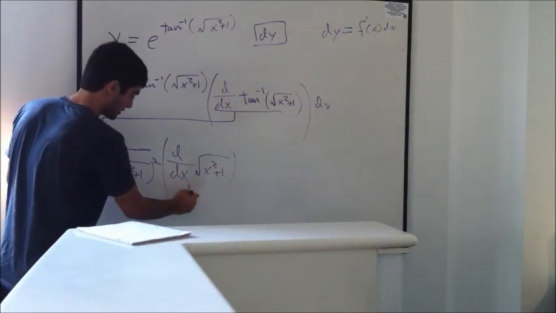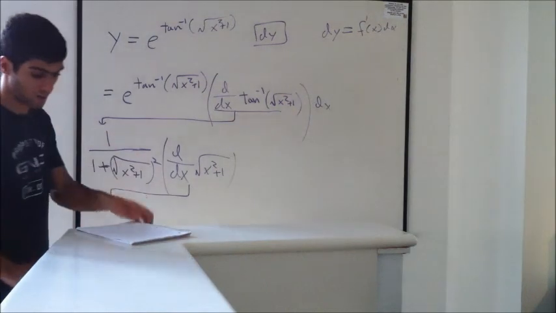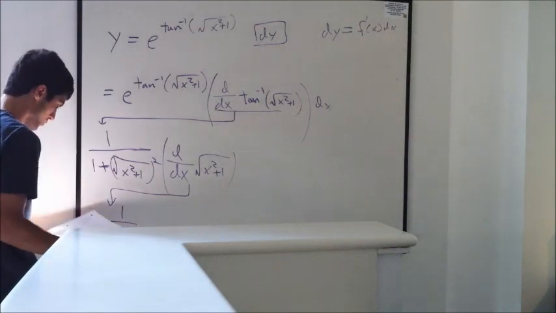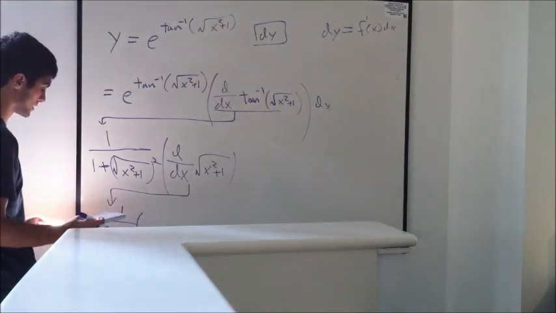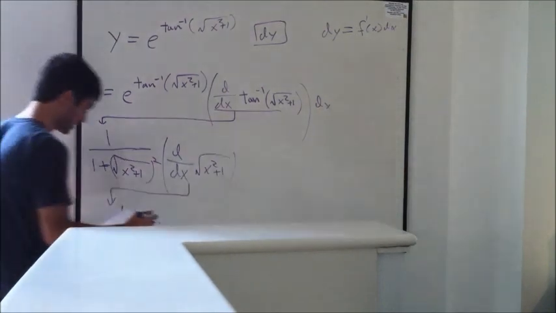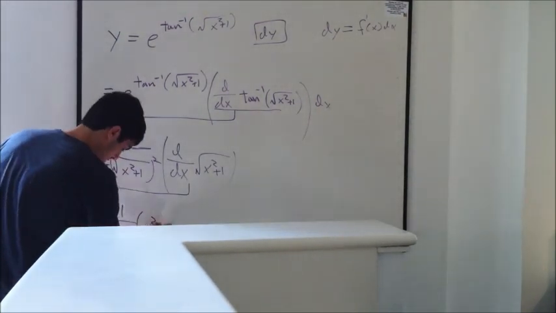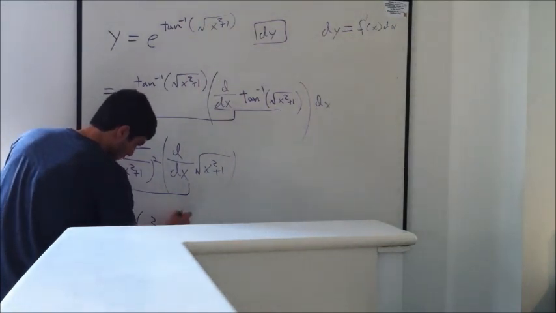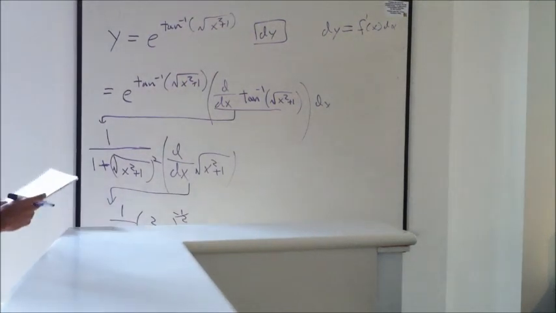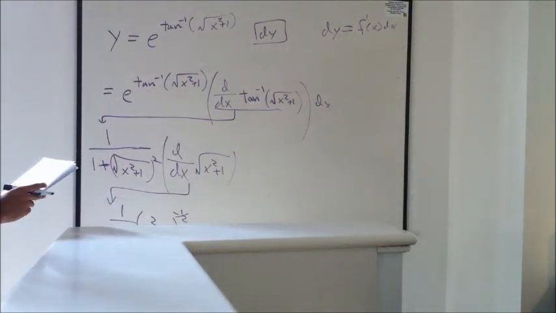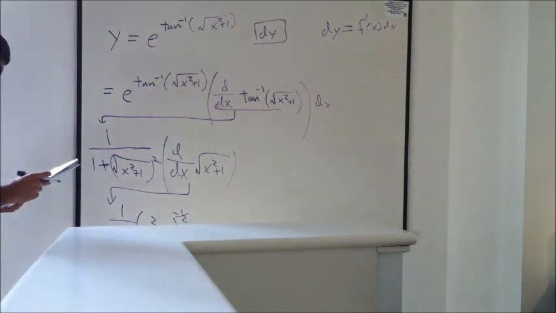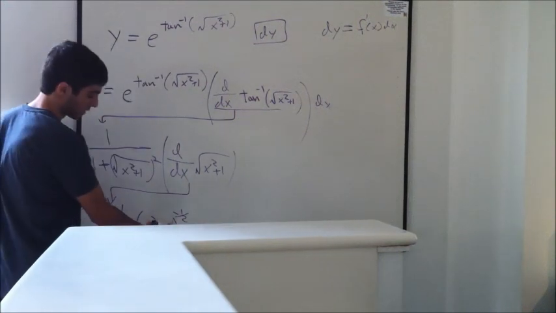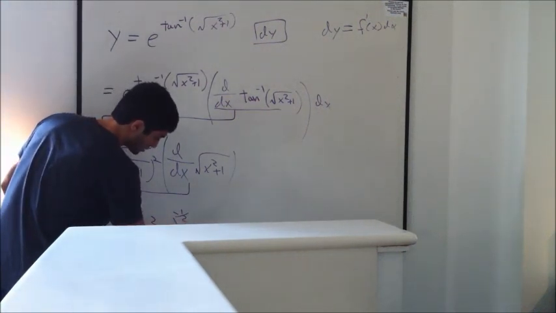And then this derivative is simply, by the power rule this time, 1/2 times x squared plus 1 to the negative 1/2. And then using the chain rule again, we multiply this by the derivative of the inside, and we get all of that times 2x.